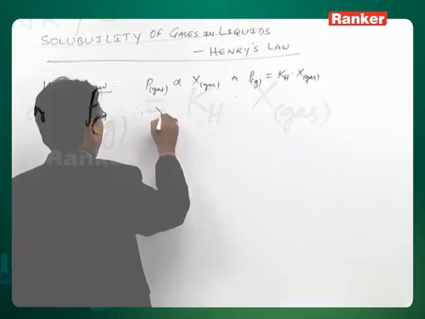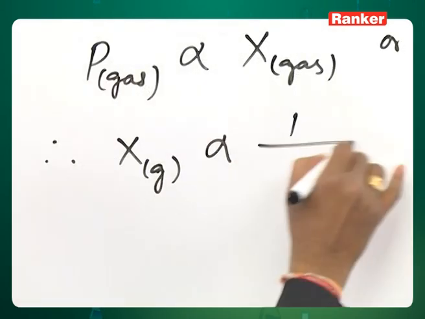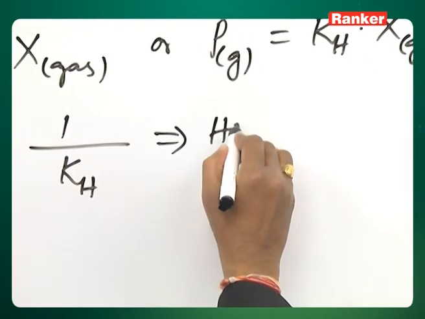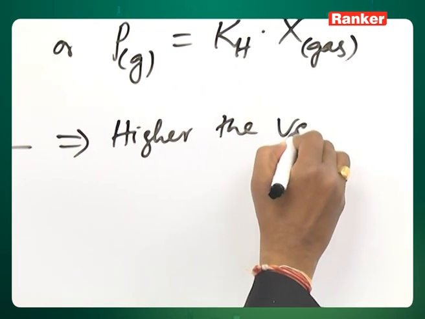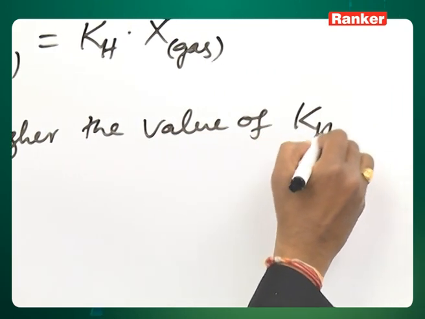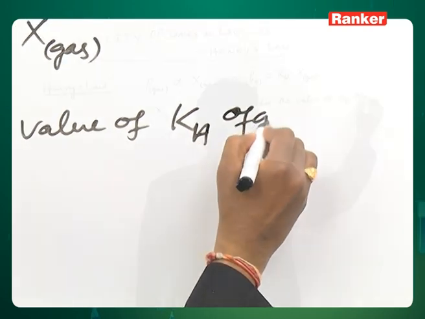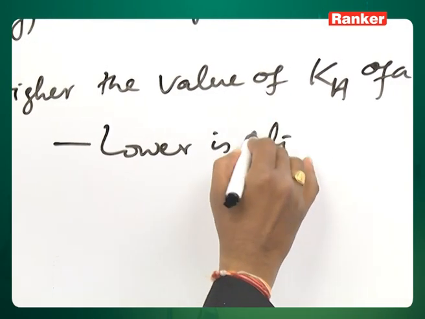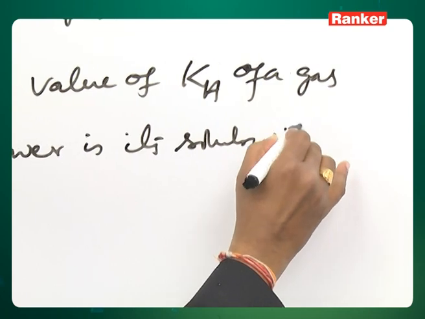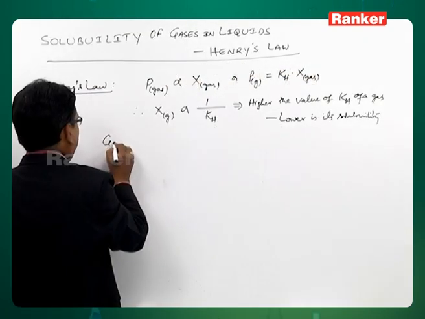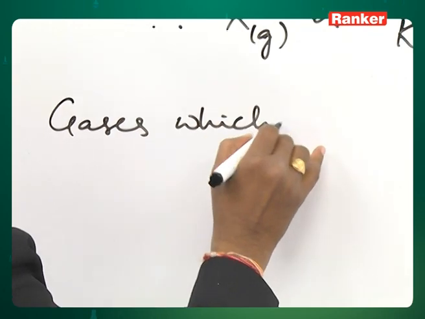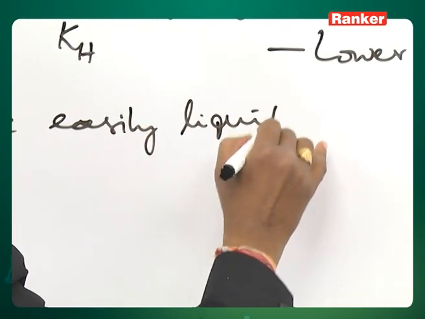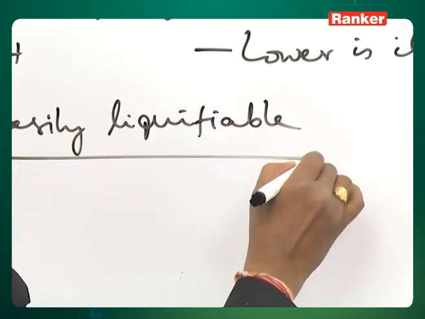So, X gas is proportional to 1 over Kh. From this, the higher the value of Kh of a gas, the lower is its solubility. Gases which are easily liquefiable, this is a very important statement.